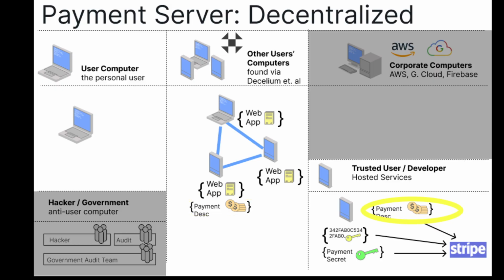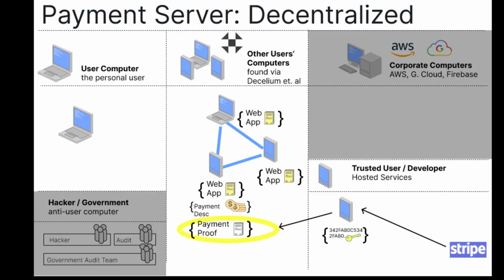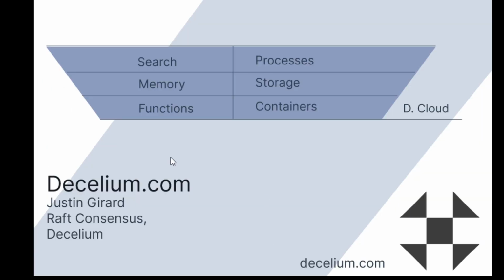So that's the general workflow for processing payments on a decentralized network, making sure that in general you take advantage of the resiliency of your clients and the fact that they're bringing their own devices. So that was a quick overview, one example of one of the features, namely the cloud functions. But there's also cloud memory, search, processes, storage, and containers as well that I didn't have time to go over.